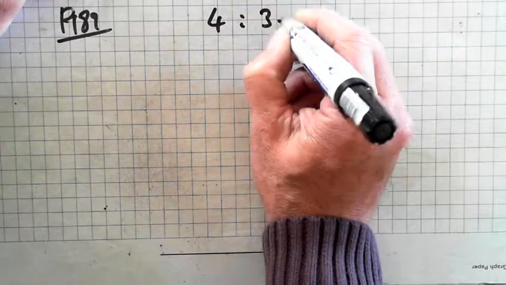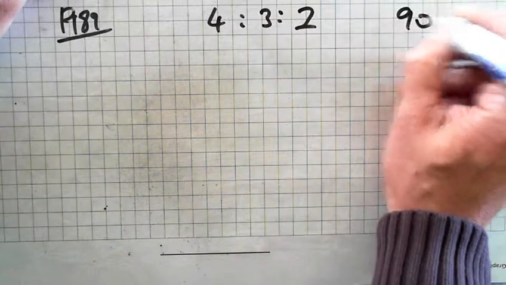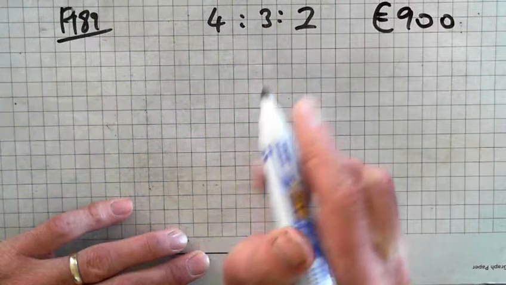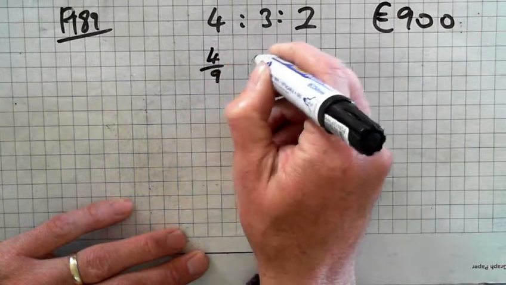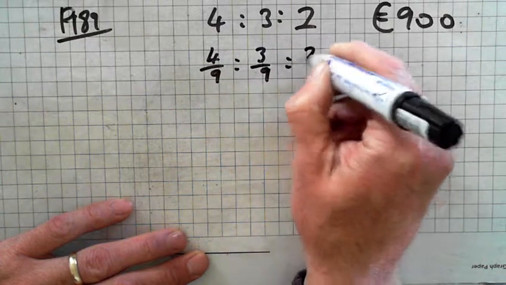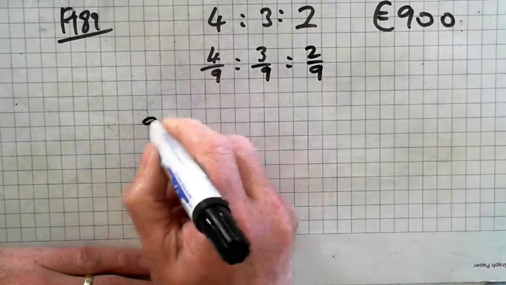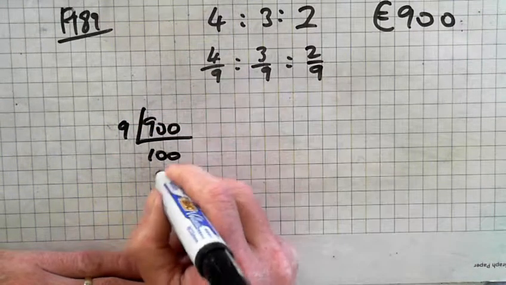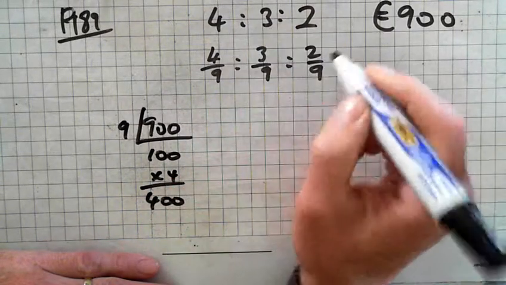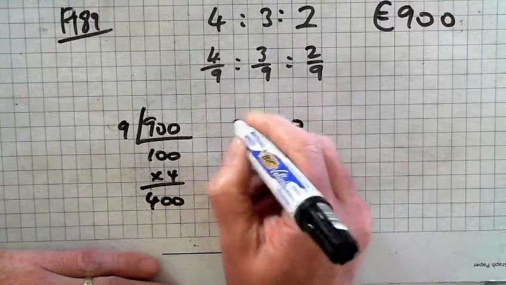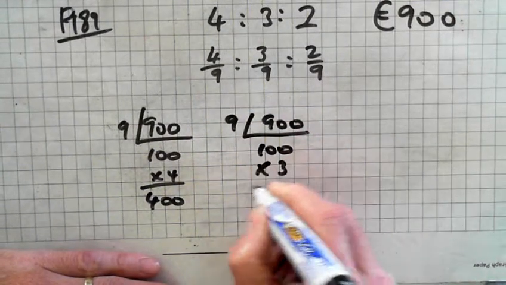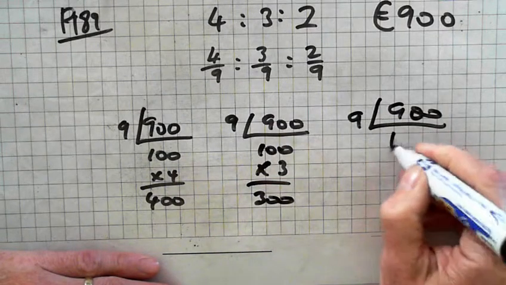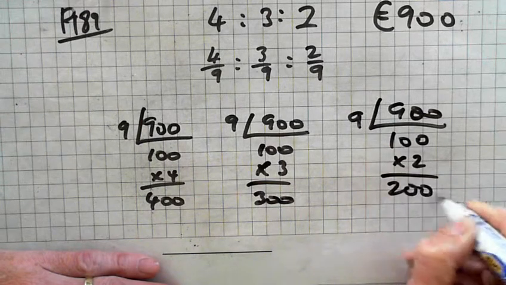If I have to divide something in the ratio 4 to 3 to 2 and the total is €900. First of all, look up, add them up. 4 and 3 is 7 and 2 is 9. So add them up. 4 ninths, 3 ninths and 2 ninths. Right, so I have 3 calculations. This way. Divide by 9 and I get 100. Multiply by 4. 400. Multiply by 3. 300. On the final one, divide by 9. Multiply by 2. 200.